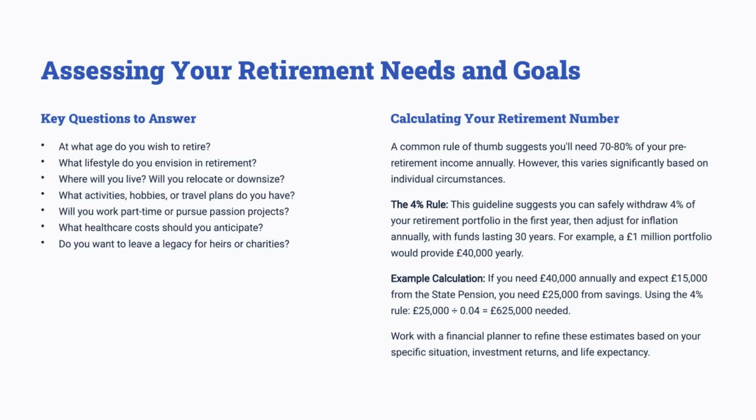Calculate your retirement number. Aim for 70 to 80% of pre-retirement income. Use the 4% rule for withdrawals. Example: needing $25,000 annually from savings requires a $625,000 portfolio. Consult a financial planner for personalized advice.